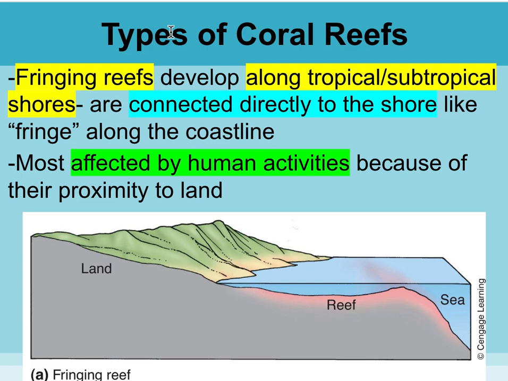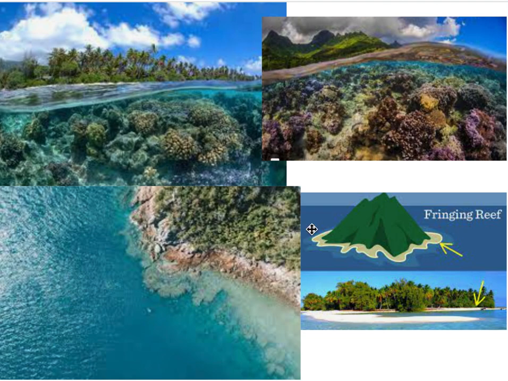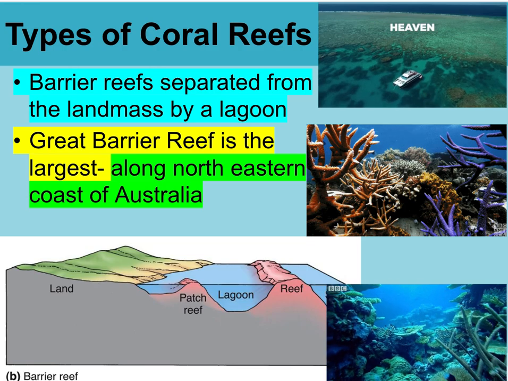A fringing reef is usually around tropical or subtropical shores. They're connected to the shoreline, and they are the most affected by human activities because of how close they are to the land. And here's a bunch of reefs that are connected, fringing reefs directly next to the land. Fringing reef, like fringe on some kind of outfit.